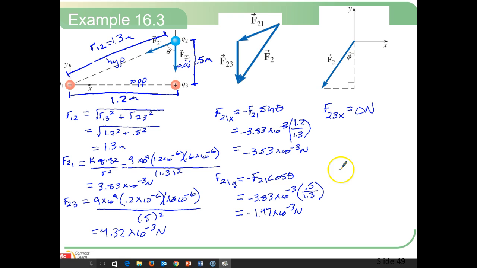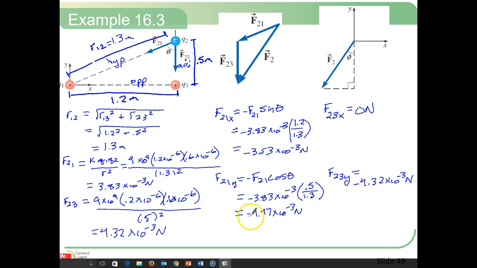The other thing we need to do is find out what is the force between 2 and 3 in the y direction. Because that's the only direction, we can just write down what that magnitude was and the direction. So this would be negative 4.32 times 10 to the negative third newtons.